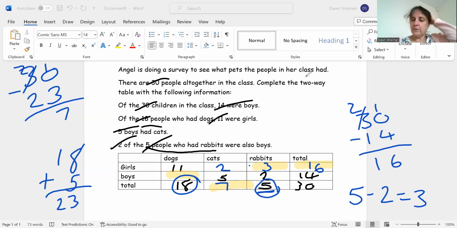So where there's just 1 gap in a line, like there was 1 gap there, there was 1 gap there. Oh, we haven't worked out the dogs with boys. So dogs with boys, there's 18 altogether who have dogs. If we take away the 11 girls who already have dogs, that will leave us with 7 there. So pick the bits we can use, make sure you fill them all in, and where there's just 1 gap, that's where you can work from.